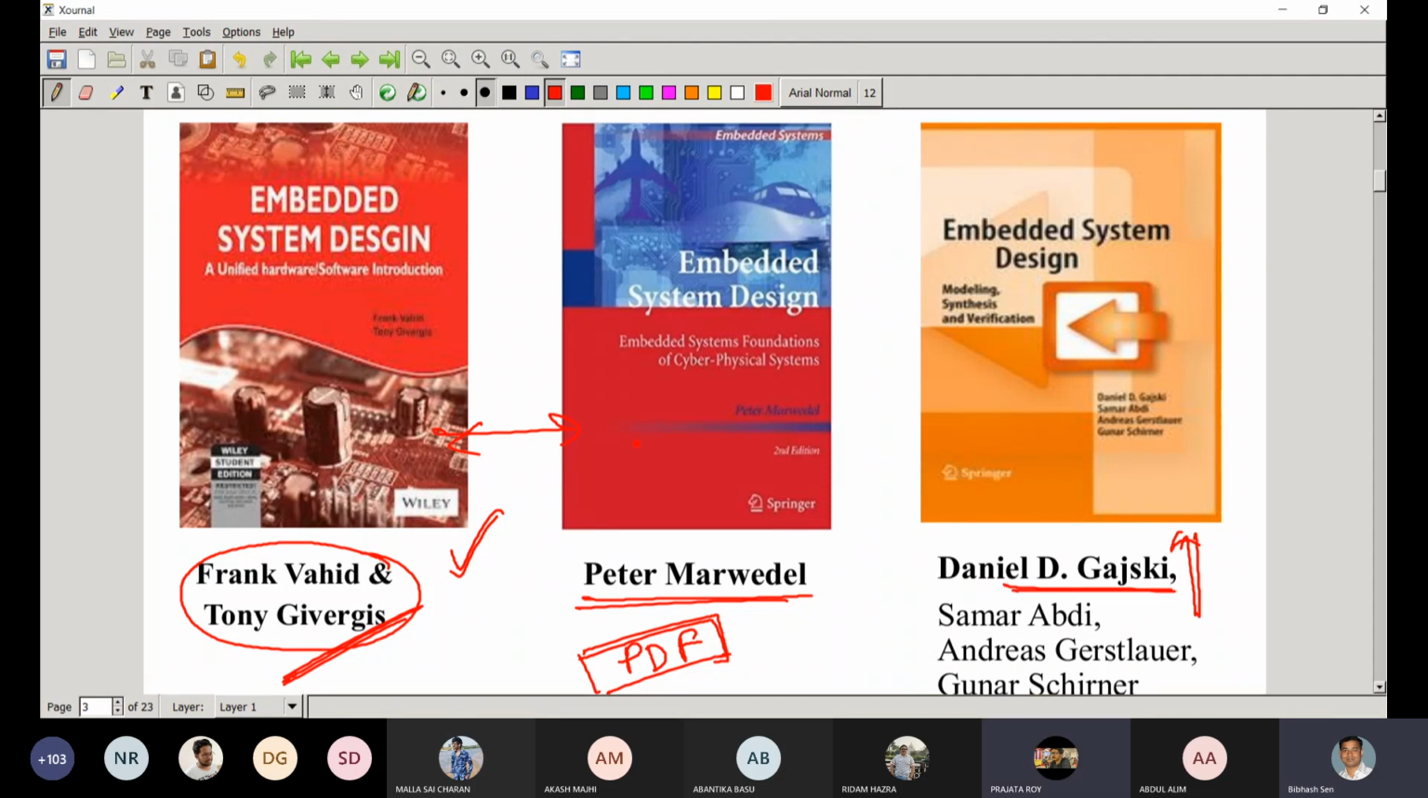Okay, so embedded system design. One is by Vahid and Givargis, that is the Embedded System Design book. Another is the Gajski. So you can follow any book.